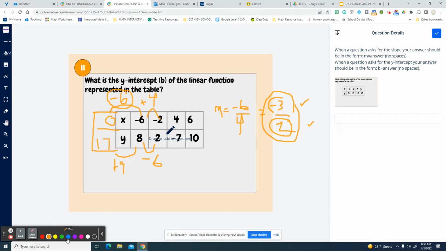Now, of course, if that math is too much for you, you could literally add in all of the spaces in between. And usually if you're going up by 2, I would go back by 2. So on your table expansion, I'm going to find that 0, and here's the last place we were at, -6 and 8.